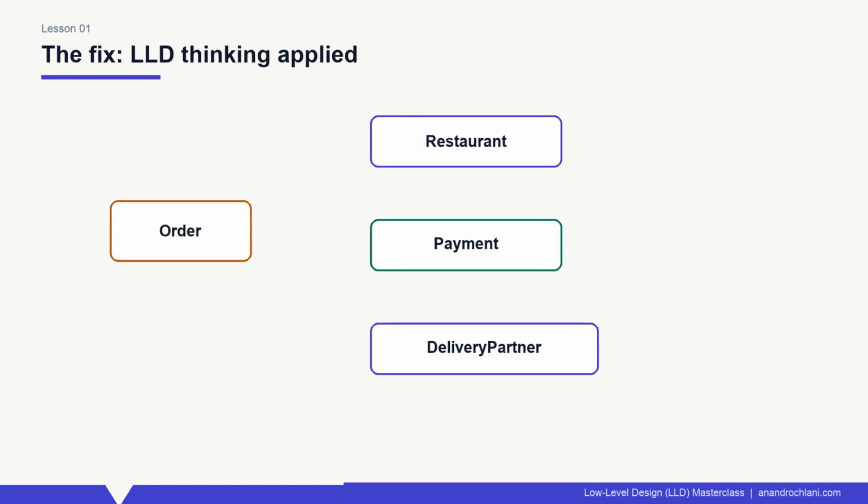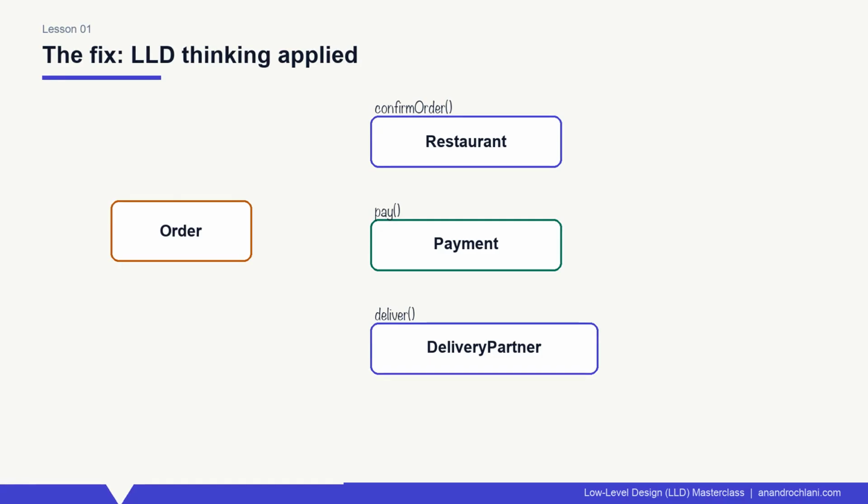Now, let's redesign it with our three questions. And this time, no code yet, just thinking. First, what are the things? Restaurant, payment, delivery partner, and order. Second, what can each one do? Restaurant confirms the food, payment charges the customer, delivery partner delivers the order.